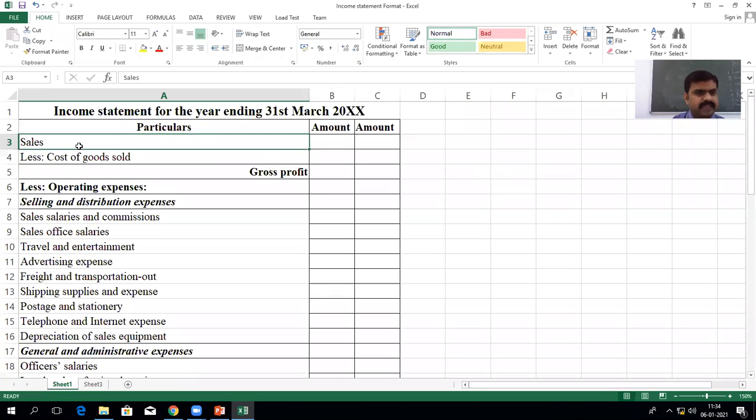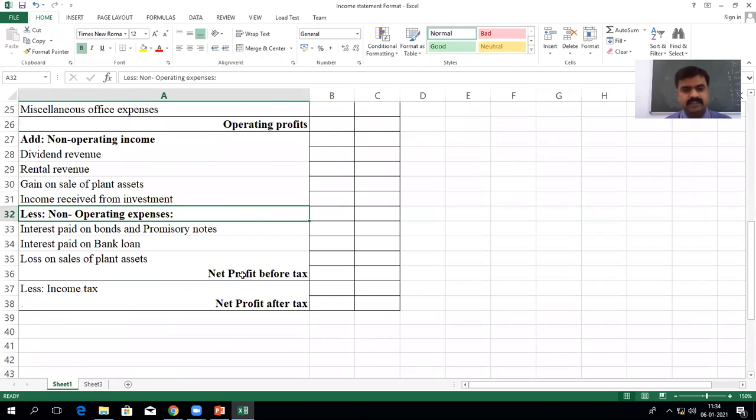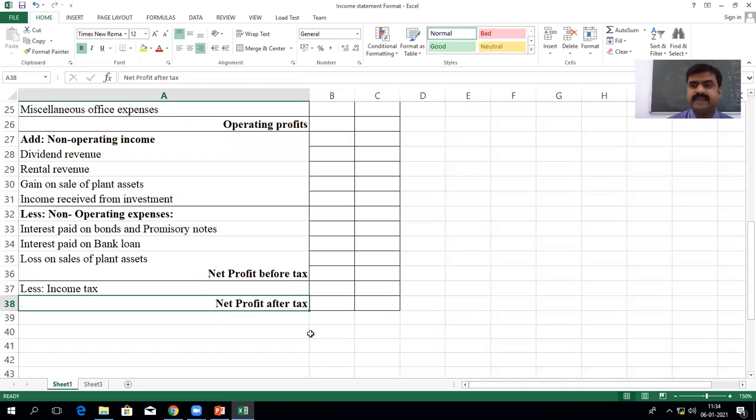I'll repeat again. Sales minus cost of goods sold, I'll get gross profit, and then I'll minus operating expenses. I'll get operating profit. Then I'll add non-operating income. Then I'll deduct non-operating expenses. Then what I'll get is net profit before tax. And then from this I'll deduct income tax, and then I'll get net profit after tax. Is it clear? Any doubt?